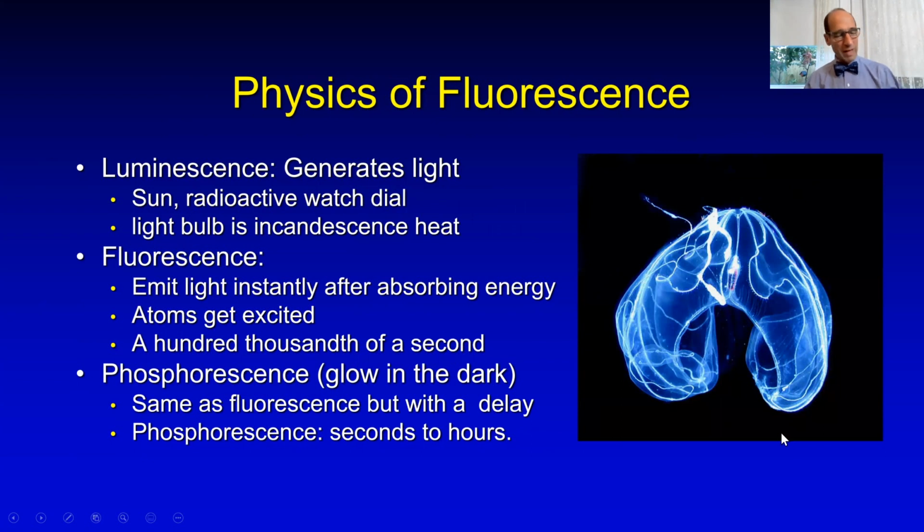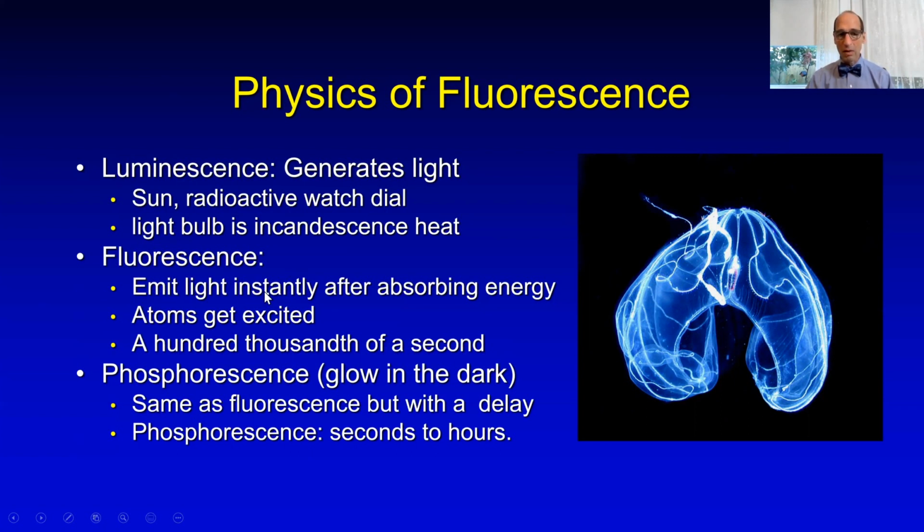The physics of fluorescence, just a brief refresher, is that there are three different things. There's luminescence, where things generate light. The sun generates light. A radioactive watch, which I used to have and put away, generates light, and so does a light bulb. Luminescence is when you're emitting light. Fluorescence and phosphorescence are when you're re-emitting light.